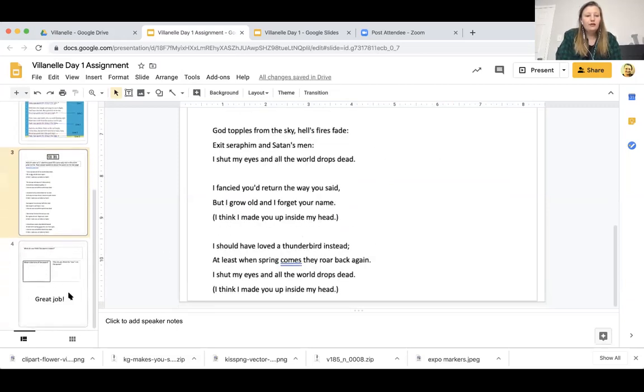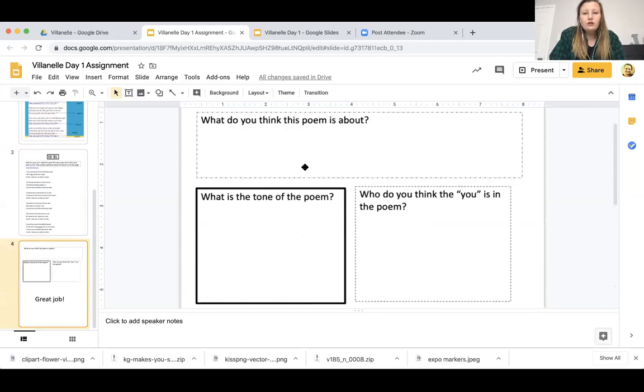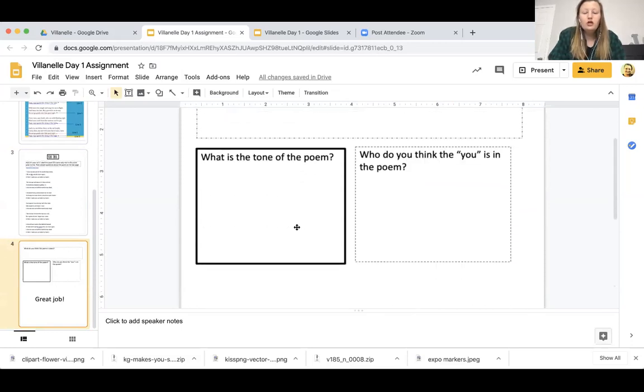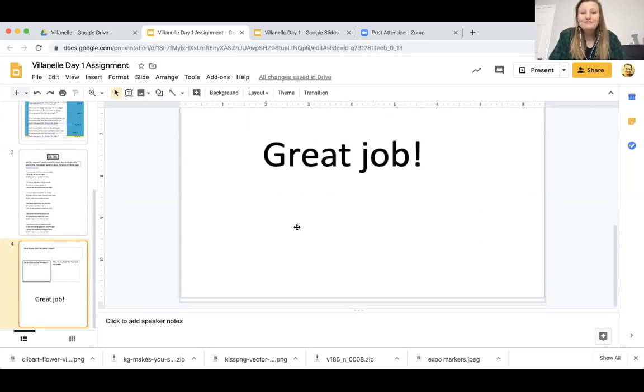Okay, once you're done with that, you're going to come down here and you are going to answer a couple of these questions. What do you think this poem is about? What is the tone of the poem? Remember, tone is the author's attitude towards the content. So how do you think the author was feeling about the topic of the poem? And then who do you think is the you in the poem? She says, I think I made you up inside my head. Who do you think the you is? All right, and then you're done.